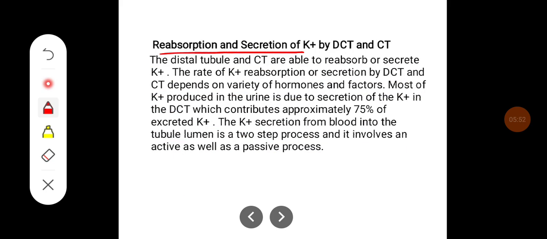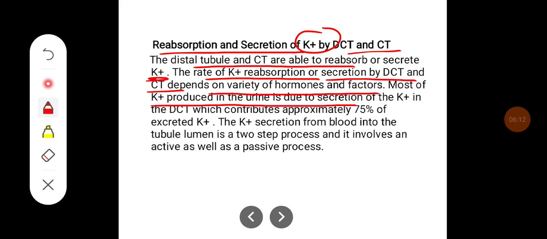Reabsorption and secretion of potassium by the DCT and collecting duct. The distal tubule and the collecting tubule are able to reabsorb or secrete potassium. The rate of potassium reabsorption or secretion by the DCT and CT depends on a variety of hormones and factors. Most of the potassium excreted in the urine is due to secretion of potassium in the DCT, which contributes approximately 75% of the excreted potassium.